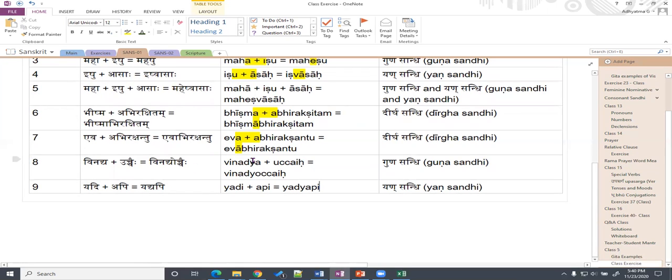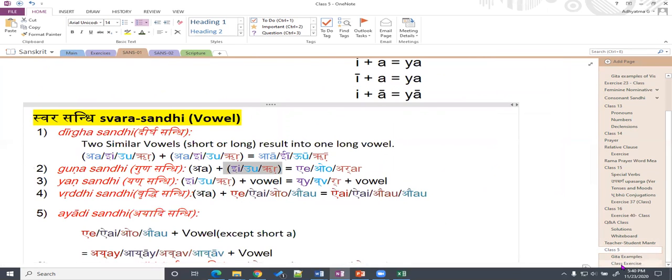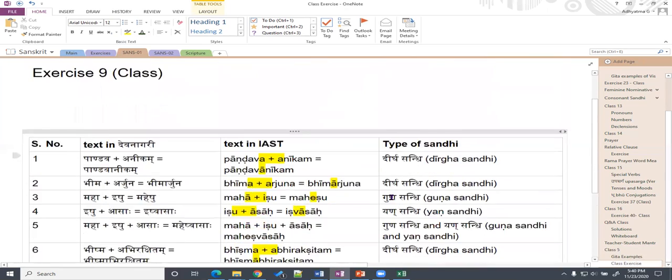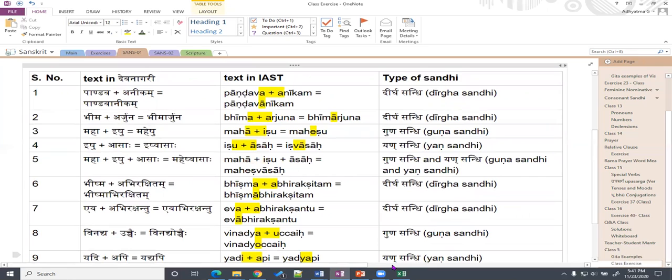Then Vinadya Uchchaihi, again here Akara plus Ukara is Okara. It's a Guna Sandhi. Vinadya uchchaihi, making a loud sound. Yadi api. So here again Yana sandhi, as you can see the second vowel remains unchanged, the first vowel changes into Yakara. With this, if you read the class notes of this class as well as do the exercises, you will get a pretty good idea about these sandhis.